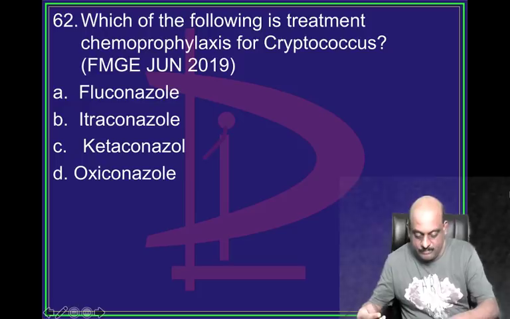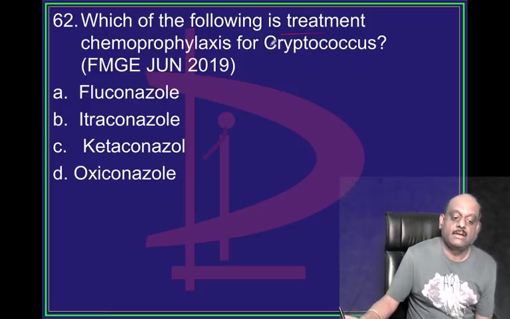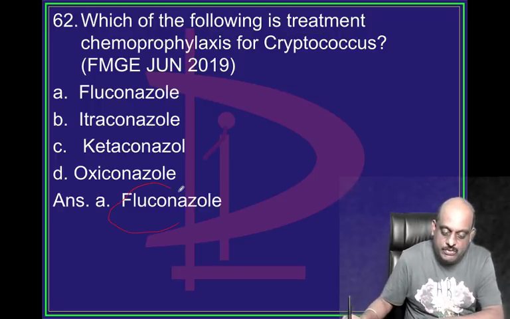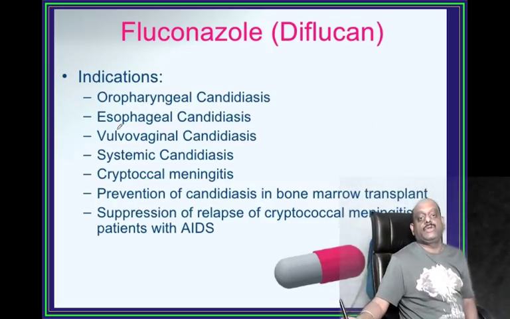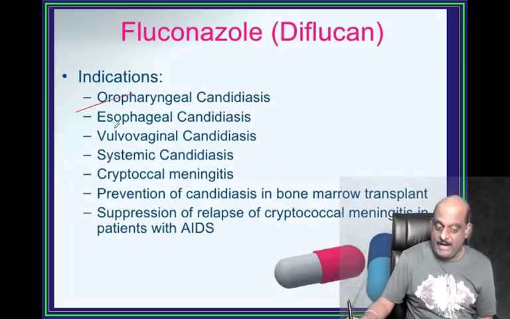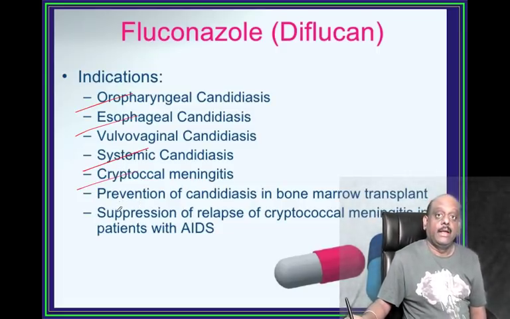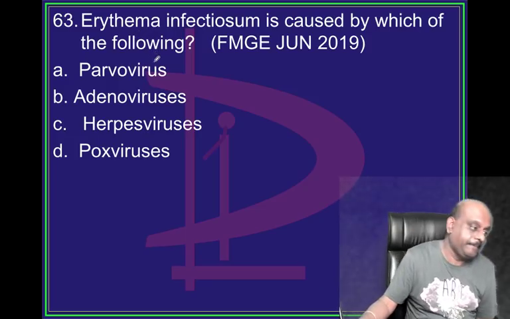Now, doctor, in the treatment, chemoprophylaxis for cryptococcus, what do we use? We use fluconazole. So what are all the indications of fluconazole, doctor? Oropharyngeal candidiasis, esophageal candidiasis, systemic candidiasis, cryptococcal meningitis. We use the fluconazole, is what you should remember.